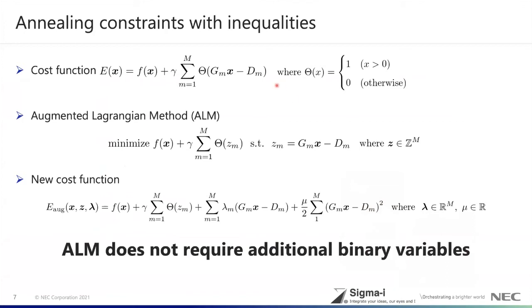So our approach is based on the augmented Lagrangian method. We define the cost function for dealing with inequality constraints. The first term is the QUBO formulation, which contains the objective function and the penalty term of the equality constraint. The second term is the Heaviside step function, which goes through 0 when f(x) is less than d. So this cost function is not a QUBO formulation because of the step function. So here I'll use the augmented Lagrangian method, ALM. We introduce an integer z and define a new optimization problem like this. By using a bias term with multipliers and the penalty terms, we can define the new QUBO-type cost function. The important point is that ALM does not require additional binary variables. So z is an integer, not binary variables.